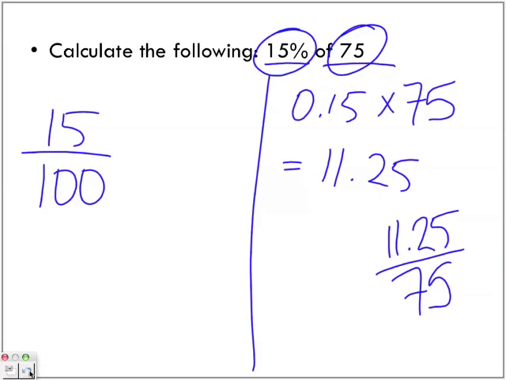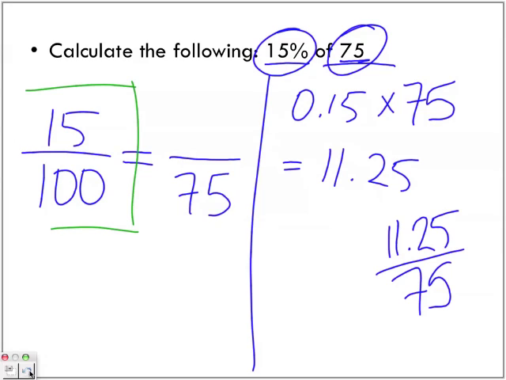We always have the 15 out of 100. On one side, we find out what the percentage is out of 100, so we do something percent, something per 100. The other side, we figure out where the 75 goes. Is it at the bottom or at the top? This percentage is less than 100, right? Is the number 75 going to be at the top or at the bottom? At the bottom, right? Because we're finding something out of this 75.